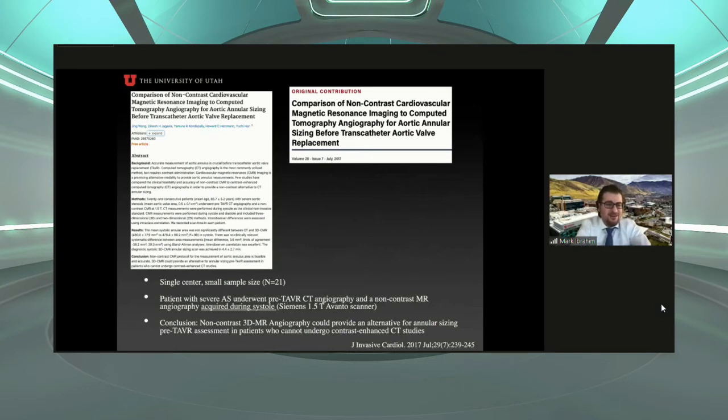It was a single-center, small-sample-size study of 21 patients at the University of Pennsylvania, and all patients underwent pre-TAVR CT and MRI. But the MRI was tweaked to be acquired in systole, subjecting the images to motion artifact, and it's very challenging. They did it on a 1.5 Tesla Siemens, and their conclusion was that 3D MR angiography could provide an alternative method for annular sizing pre-TAVR compared to CTA.